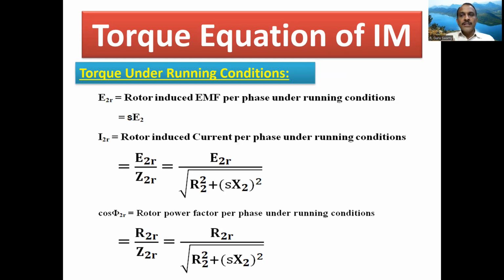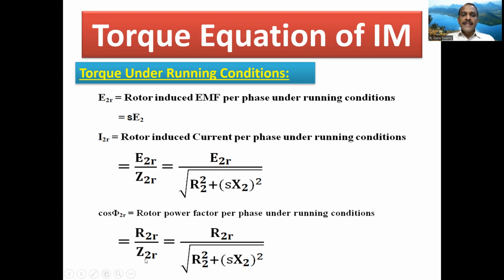When the rotor started running, as we discussed, whenever the motor starts running, there is a slip, a lag between synchronous speed and rotor speed. That is called slip. So E2 is designated as S into E2 from now onwards, and X2 is designated as S into X2, because they are all frequency dependent terms. I is equal to E2 divided by Z2, that is E2 divided by square root of R2 square plus (SX2) whole square.